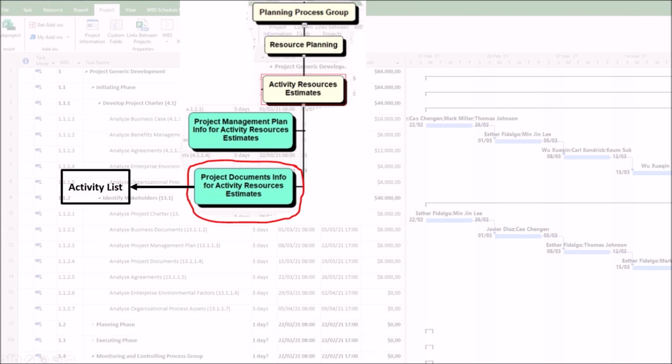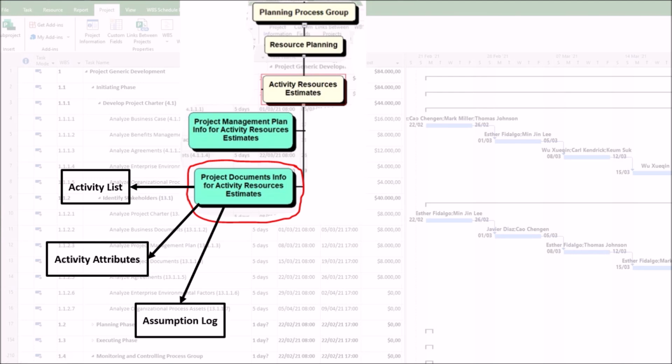1. Activity list. Provides the definitive list of all schedule activities that require resources. Serves as the starting point for analysis. 2. Activity attributes. Offers detailed information for each activity, such as skills required and location, which is essential for determining the type and quantity of resources.